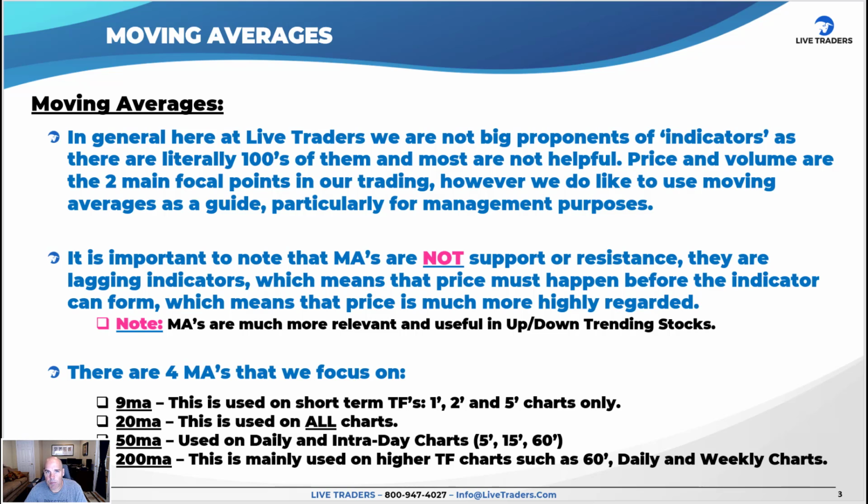They are not support and resistance, right? They're lagging indicators, which means the price has to happen before the indicator can happen. Right, you have to have price action, price and volume happen, and then the indicator can happen. All right, so just keep that in mind. So we're using these as guidelines. We're not using these as de facto support and resistance areas.